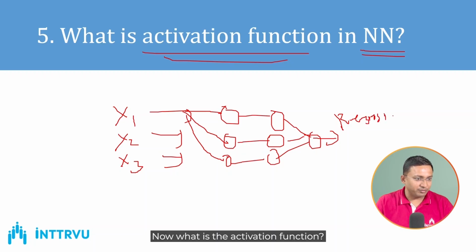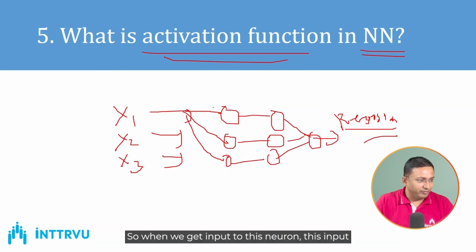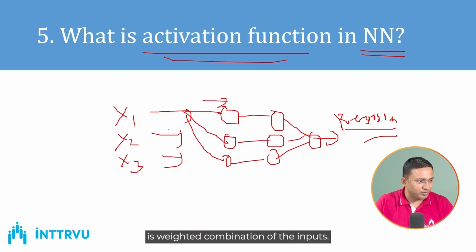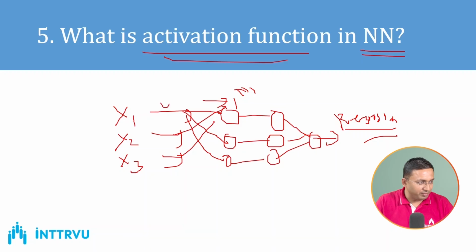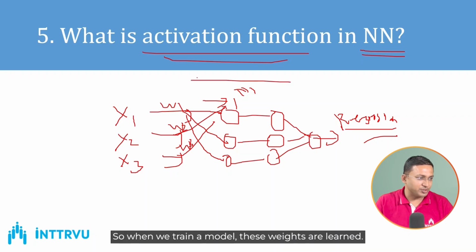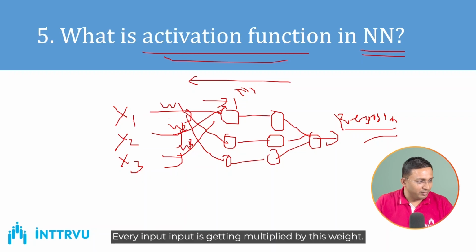Now, what is the activation function? The activation function is basically used for introducing non-linearity. When we get input to this neuron, this input is a weighted combination of the inputs. Let's say x1, x2, x3. All these three inputs are going as input to this neuron 1. And every input is multiplied by the weights W1, W2, W3. These weights are learned during backpropagation. So when we train a model, these weights are learned. Every input is getting multiplied by its weight.